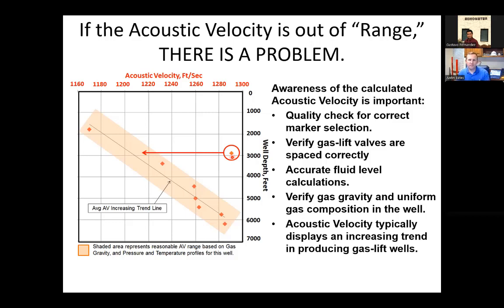Well, this point would go back to user error. The individual that was picking the gaslift mandrels in order to correlate to acoustic velocity picked the wrong reflection in correspondence with that particular valve. You should see a gradual linear increase with the acoustic velocity as you pick your valves going from top to bottom. If you have a marker point that is out of range, it could be an indication you picked the wrong gaslift valve. And we're going to go through this in an example.